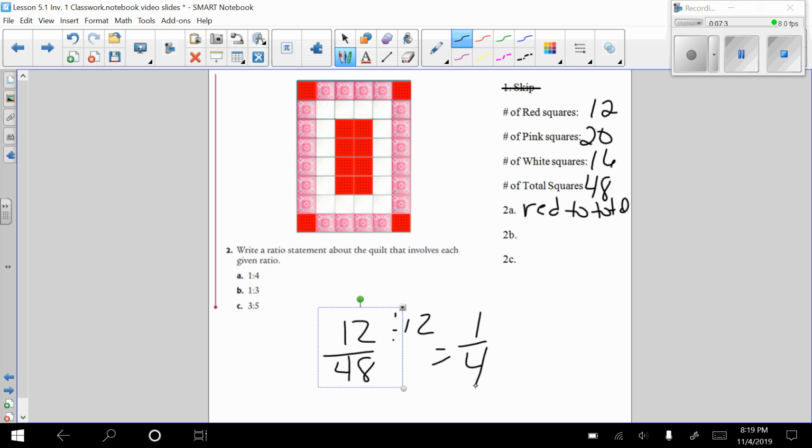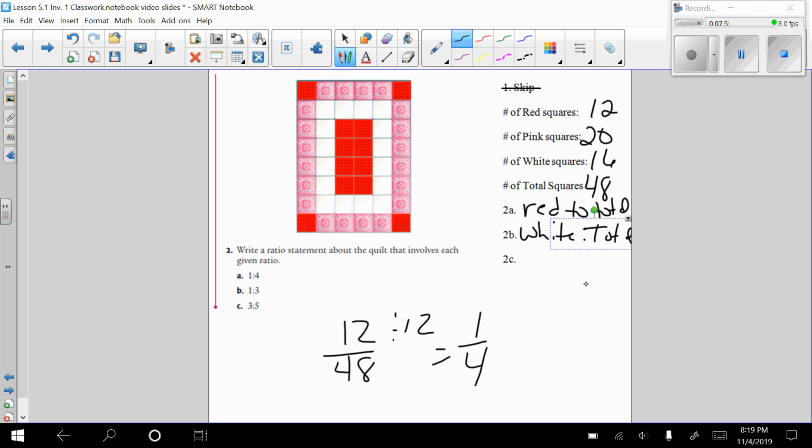Well, I can divide them both by 12, and that gives me 1 to 4. Again, looking at the next one, we want to do 1 to 3. Well, what can I do that will give me 1 to 3? It looks like I can take the white squares to total. That's because I have 16 white squares and 48 total squares, which I can reduce to 1 to 3.